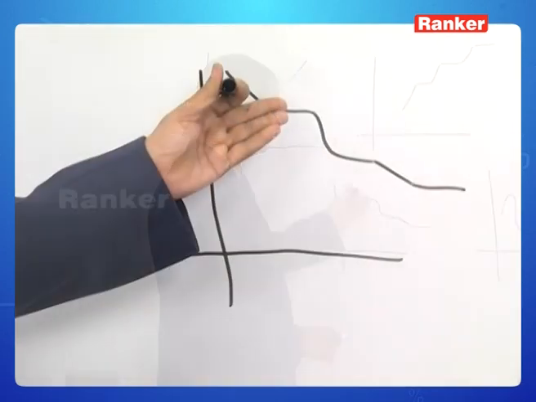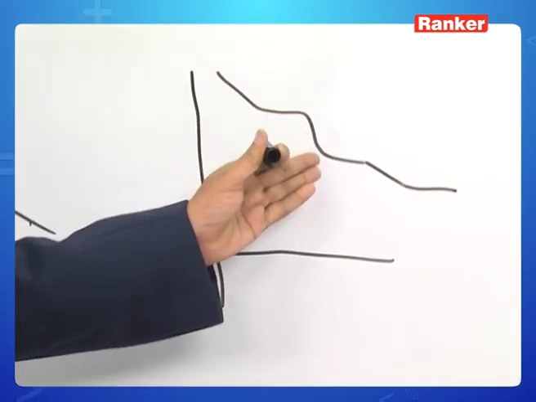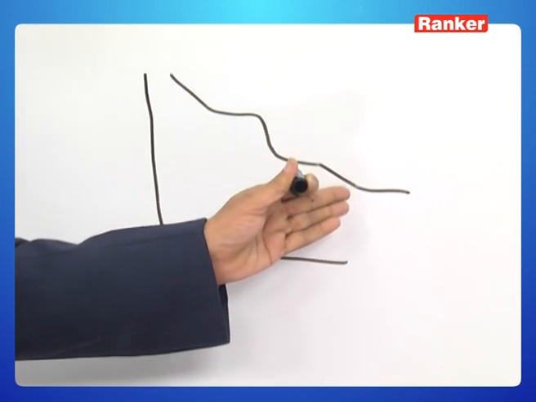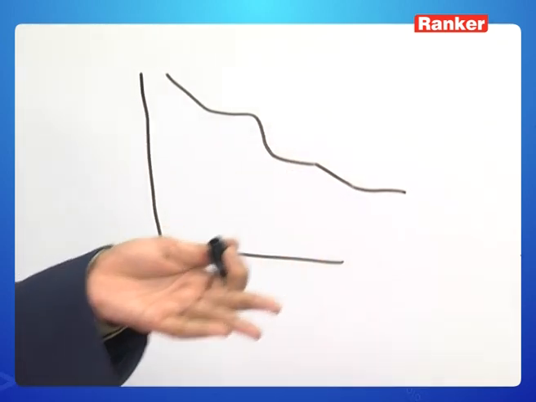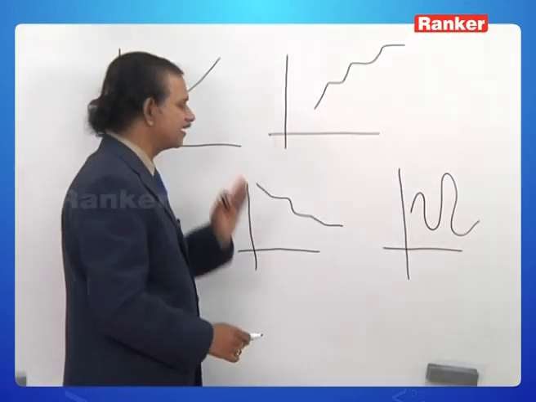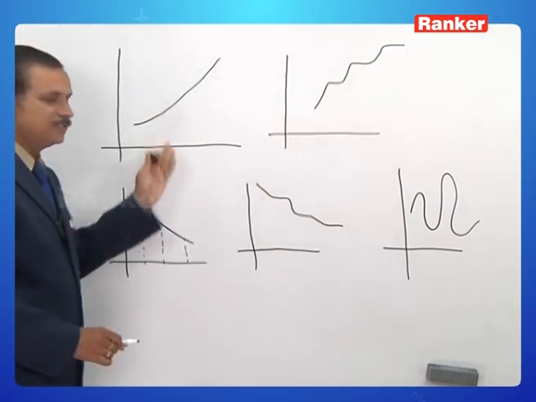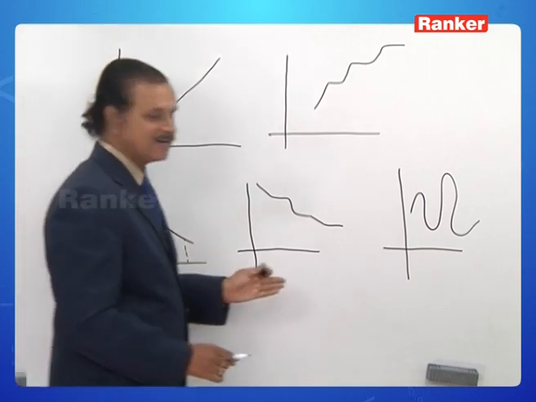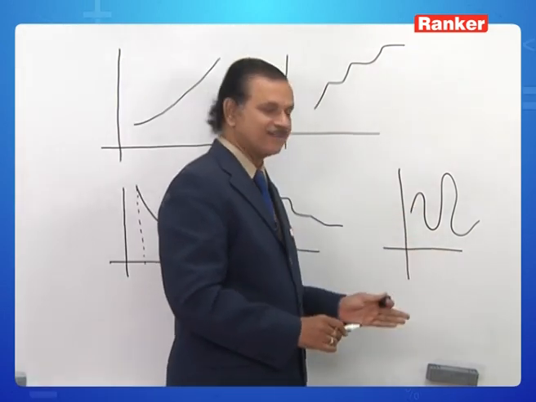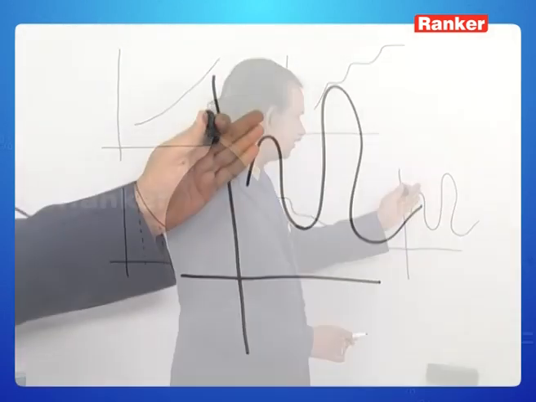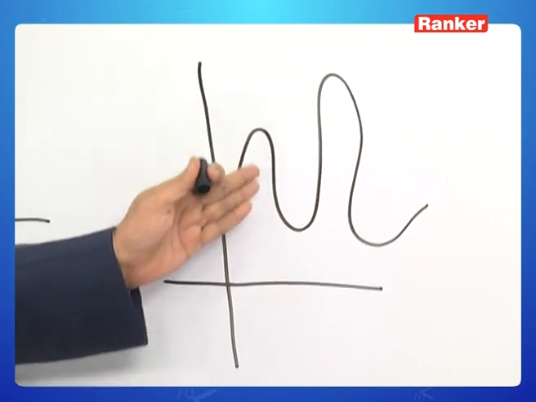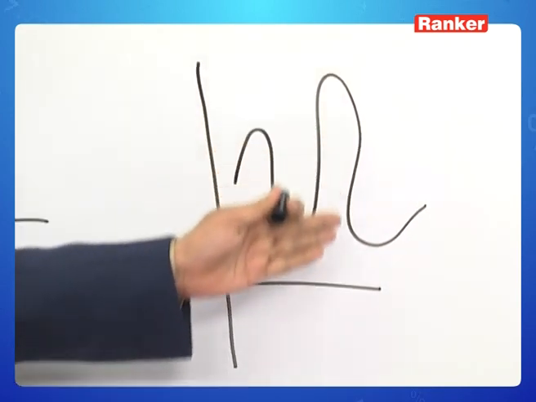Decreases. Stationary. Decreases. Stationary. Decreases. Stationary, but never increases. Therefore, it is not increasing. This is not decreasing. This is strictly increasing. This is strictly decreasing. But this graph, you observe, is increasing, going up, coming down, going up, coming down.